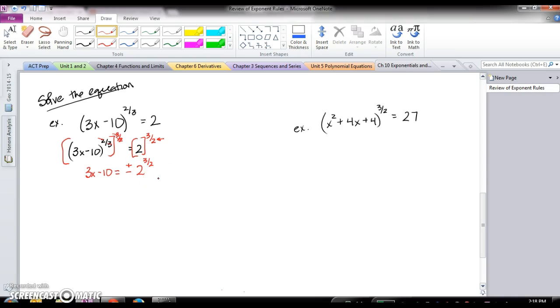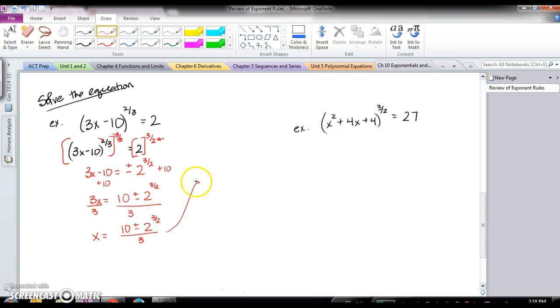We'll deal with that 3/2 in a little bit. We'll simplify that and clean that up in a bit. Let's just keep solving for now. So I'm going to add 10 to both sides. So that gets me 10 plus or minus 2 to the 3/2 power. And then divide both sides by 3. So that's x equals 10 plus or minus 2 to the 3/2 power over 3.